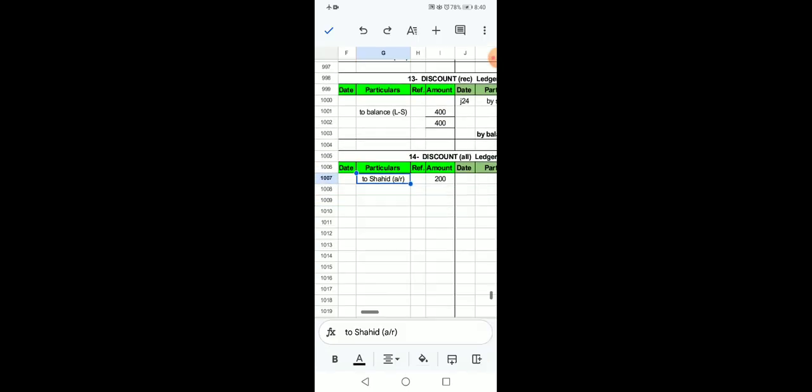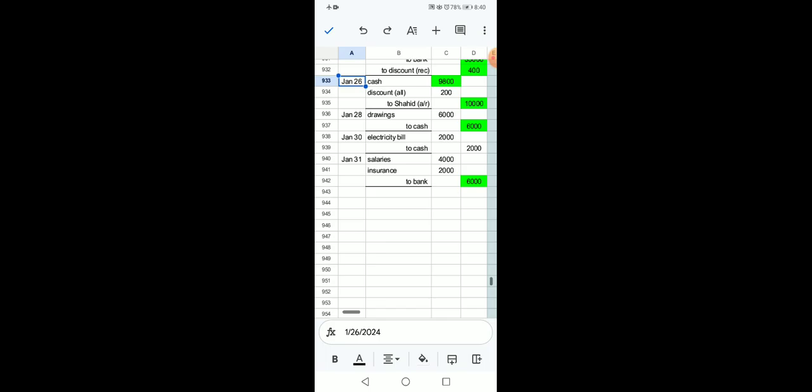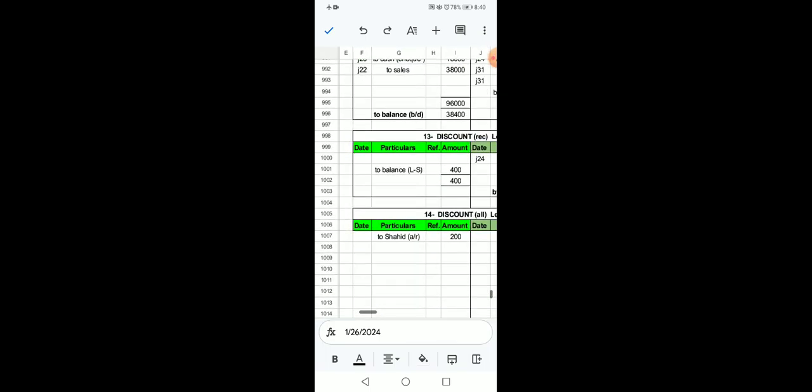Since discount is allowed, Shahid was the person from whom the amount was receivable. He was your account receivable. You can put the reference as account receivable. Let's check if Shahid is written as account receivable for 200. So here was your 200, Shahid is written on the opposite side, and account receivable is also mentioned over here. So it's good to go. January 26 was the date. Put the date over here.